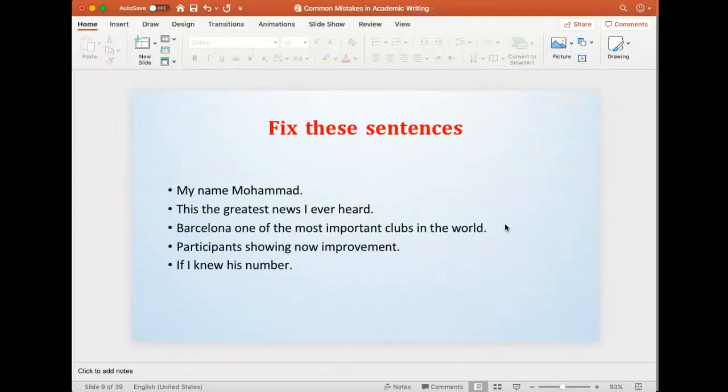So I will give you an example here, and I will give you 2 minutes to think about it. So please do not type anything on the chat box until I tell you to do so. So read those sentences, think about them. Not now, Mr. Rida, just give the others time to think. Read them, try to apply what you have just learned, and try to correct these sentences.